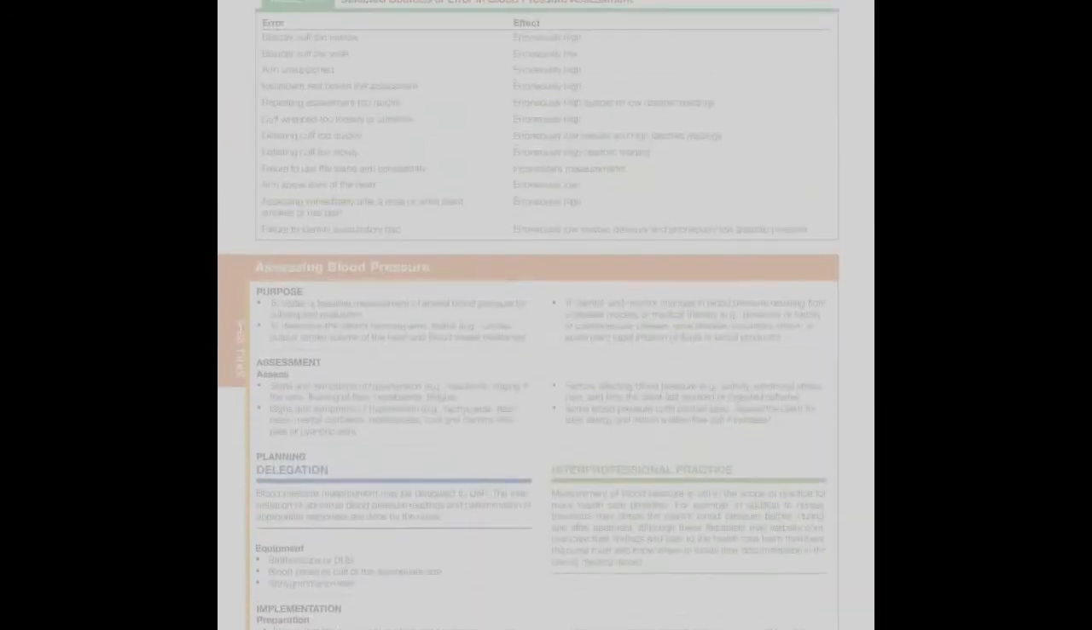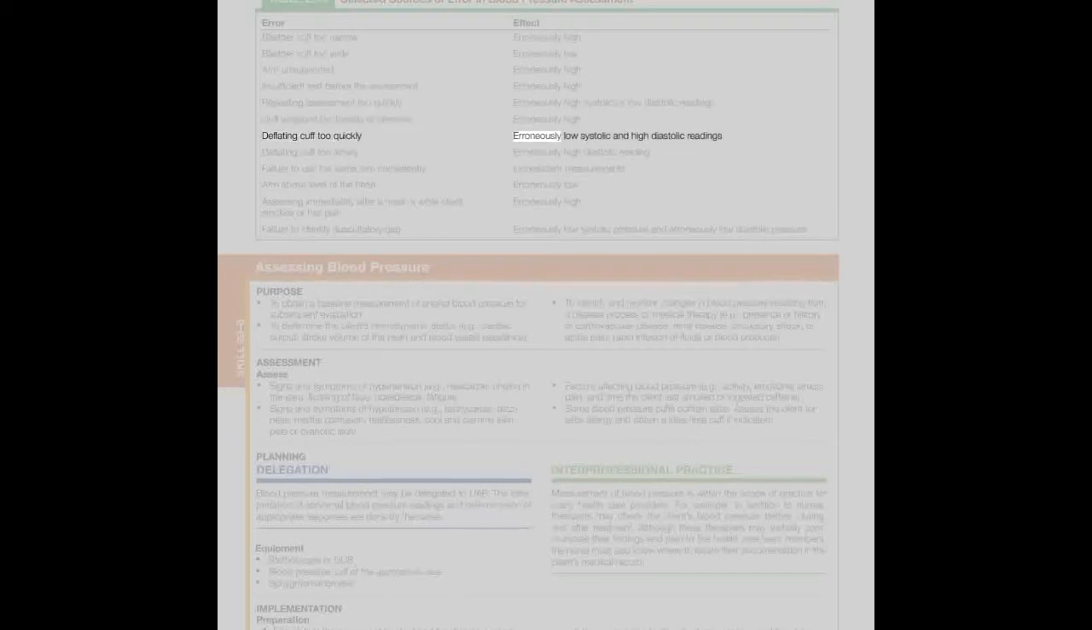Table 29-5 Selected Sources of Error in Blood Pressure Assessment. Error, effect. Bladder cuff too narrow: erroneously high. Bladder cuff too wide: erroneously low. Arm unsupported: erroneously high. Insufficient rest before the assessment: erroneously high. Repeating assessment too quickly: erroneously high systolic or low diastolic readings.